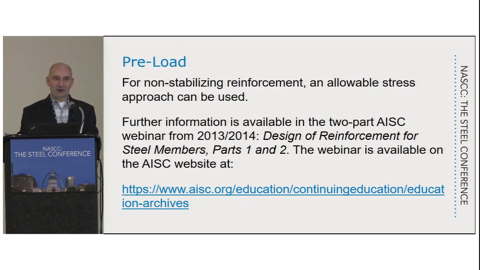And there's an example of how to do this in this 2013 webinar. Part 1 shows how to do this design of reinforcement for steel members. There are 2 parts to it. The second part talks about local buckling and a few other things like welding. But it's at the AISC website at that link. And you can get the PDF notes, and also view the webinar for free, I believe. And if you want to come back and get the credits for your PE license, I think you have to pay for that.